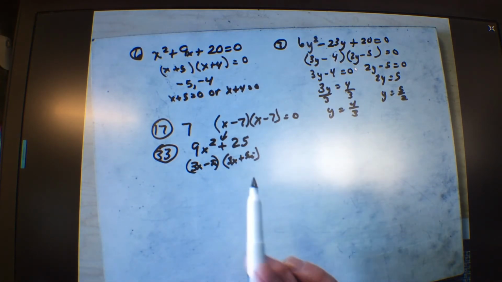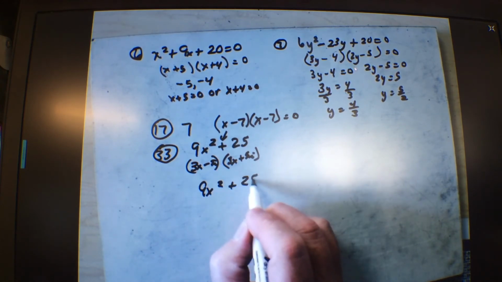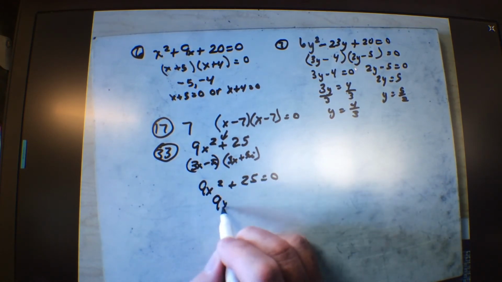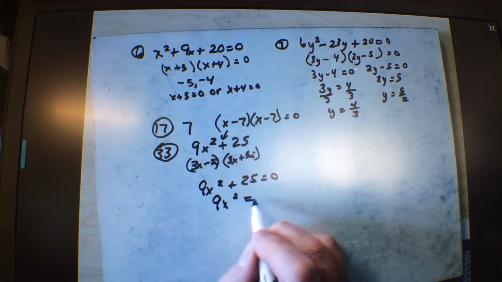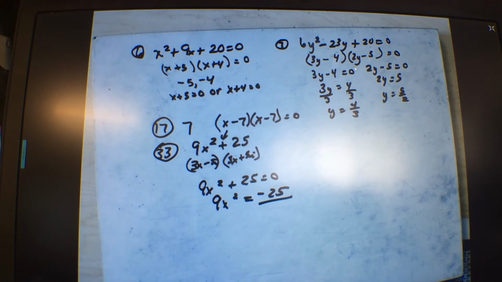Why is there an i though? Well, because this would be 9x squared plus 25 equals 0. And it would be 9x squared equals a negative 25. So when I take the square root of that, it would be 5i and a negative 5i. Does that make sense, Bo?